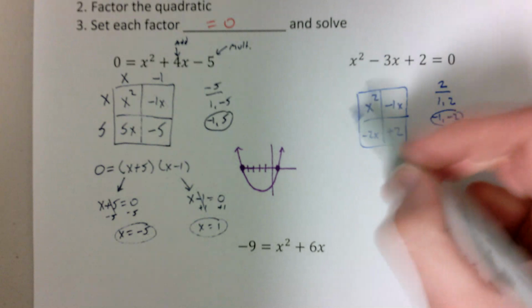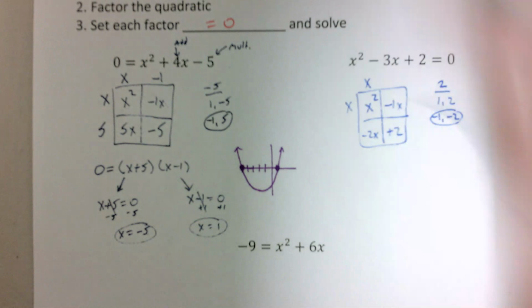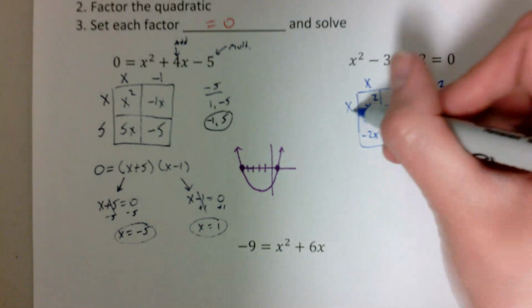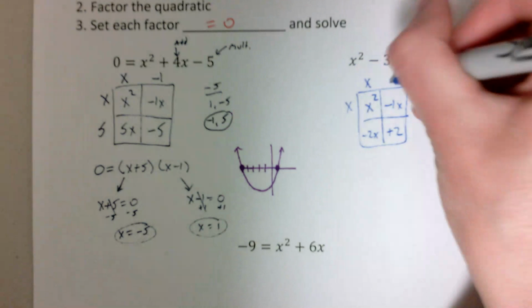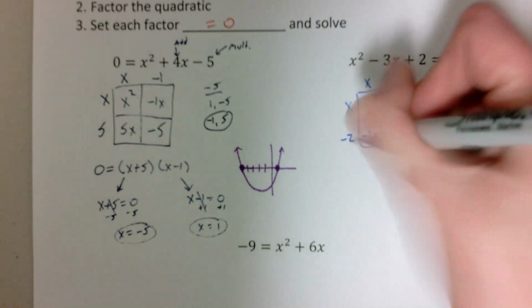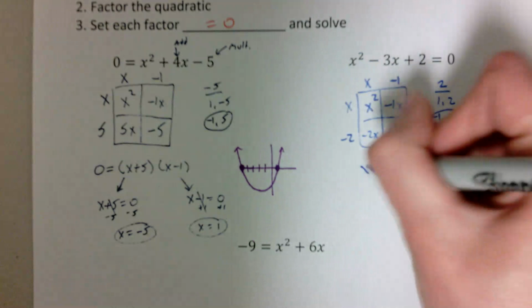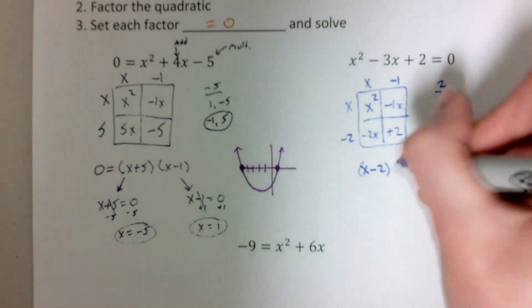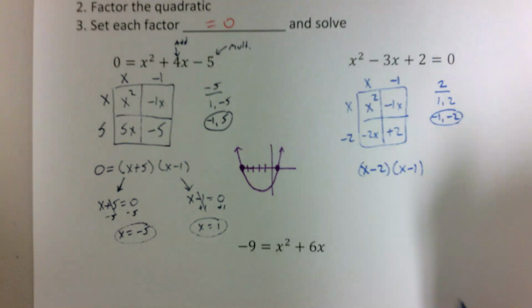All right, what goes here? So they multiply to x squared, x and x. What goes here? So when I multiply it by x, I get -1x, -1. What goes here? So when I multiply by x, I get -2x, -2. So my factored form is x minus 2 times x minus 1.